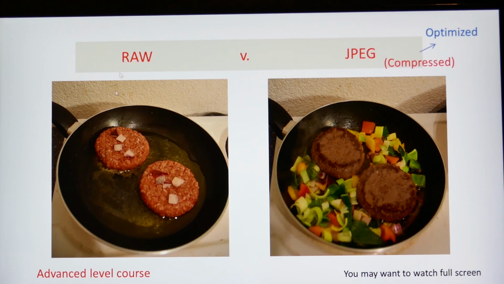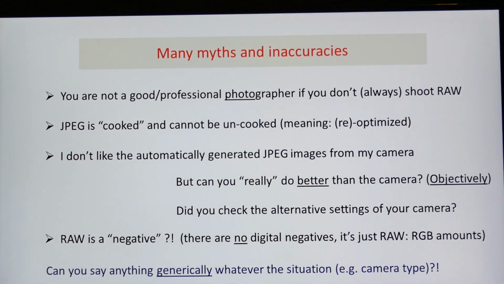Now, because of the name, some people think that the RAW is kind of like meat and the JPEG is kind of like cooked and even overcooked. And then from here you can go to there, but you can't go back. Now, we'll see that it is quite more tricky than that. So there are a lot of myths and inaccuracies.